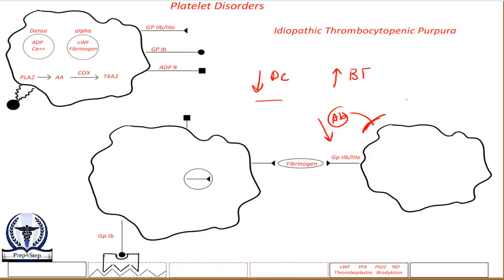And on labs, if you check the bone marrow, megakaryocytes will actually increase because they're trying to replace the lost platelets.